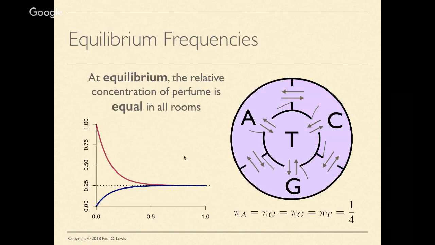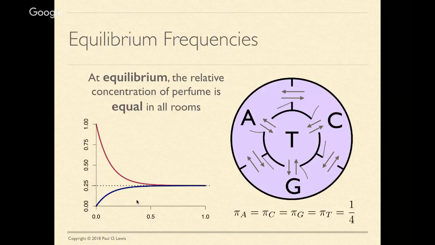After some time, the perfume concentration is equal in all rooms because equilibrium is reached, in which the perfume molecules are diffusing at an equal rate into and out of each room. The plot here shows what happens to room C over time in red on top, and in blue on the bottom, it shows what's happened in all the other rooms.